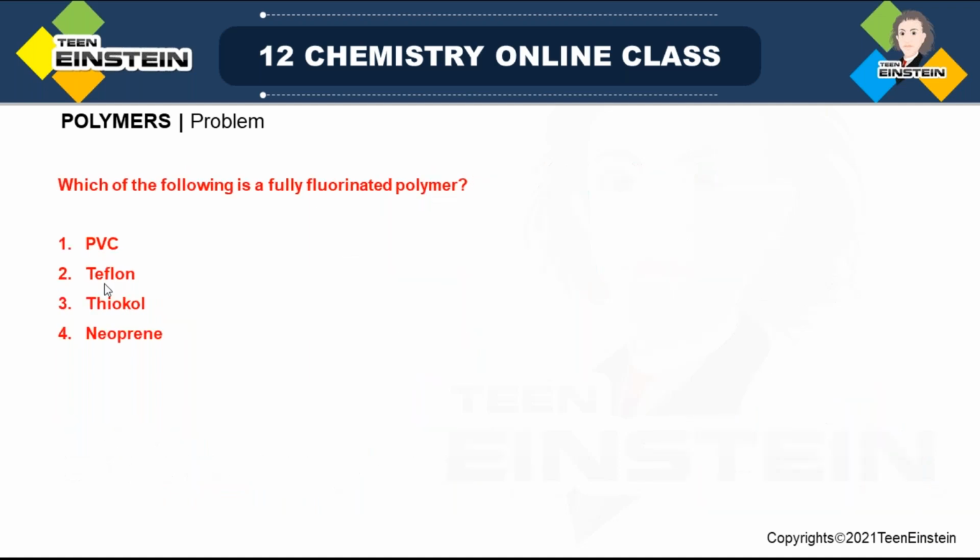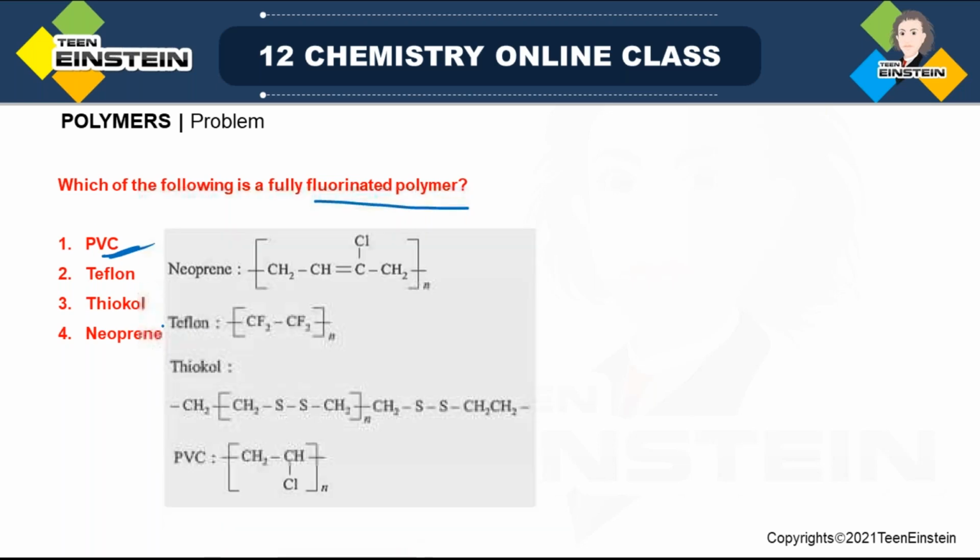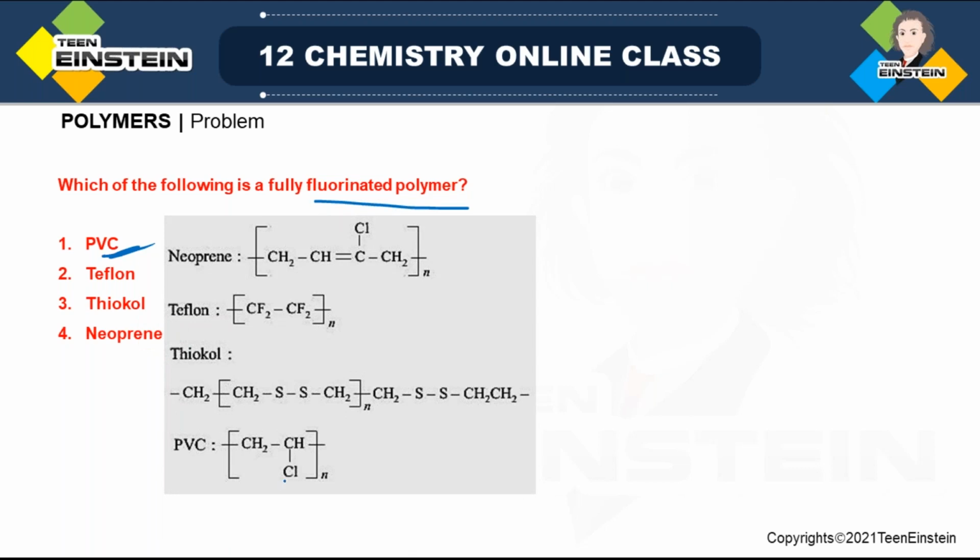So we're at the end of the time. Just one question, which is very easy to answer. Which of the following is a fully fluorinated polymer? PVC, Teflon, thiokol, and neoprene. So PVC is having structure like this, polyvinyl chloride. So it is starting, and that monomer should be like this.